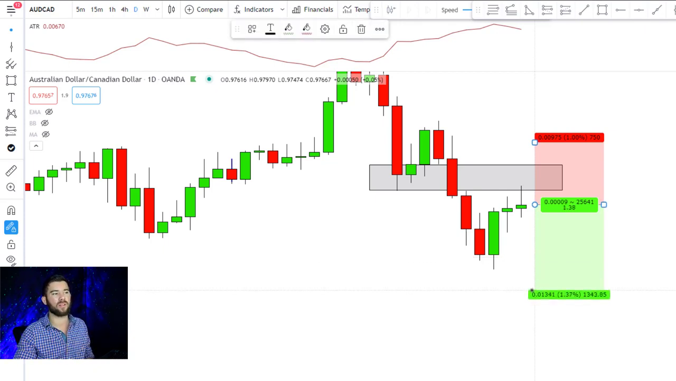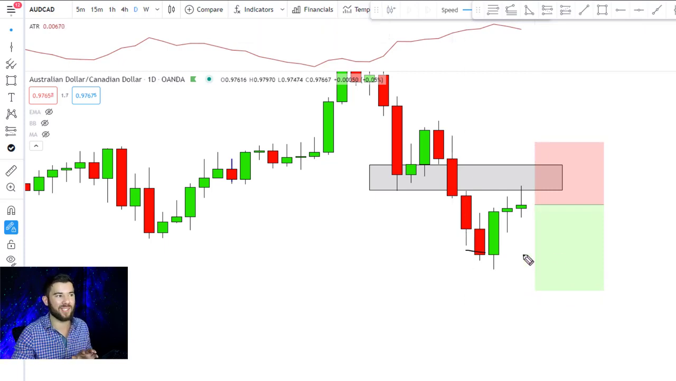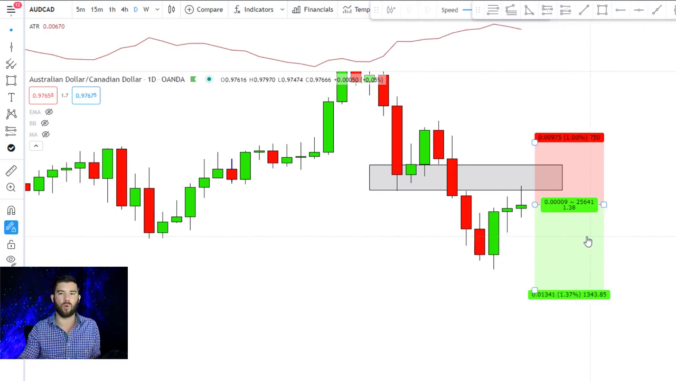And again, this would work better if there wasn't a level of structure in the way, but for the purpose of the ATR indicator, just go with it. And that sets me up with a 1.4 to 1 reward to risk ratio. This is one of the ways that I would use the ATR in order to place stop losses.